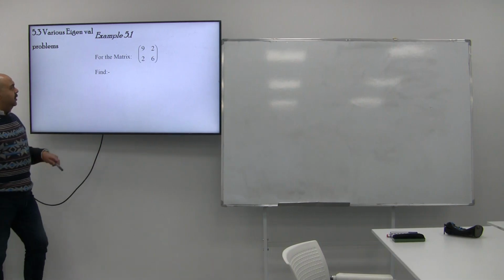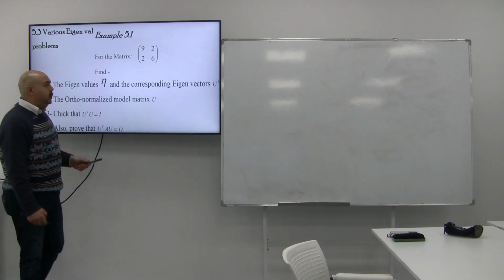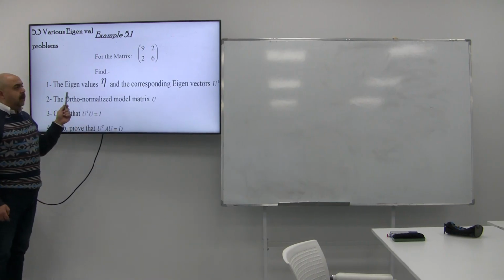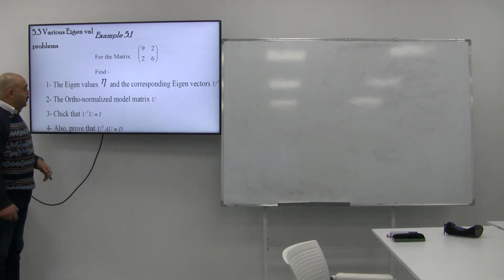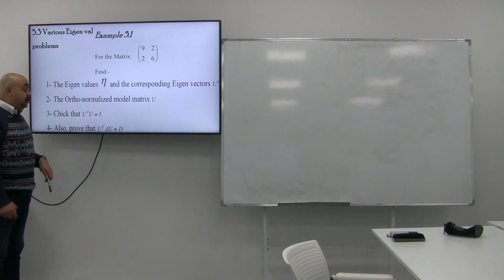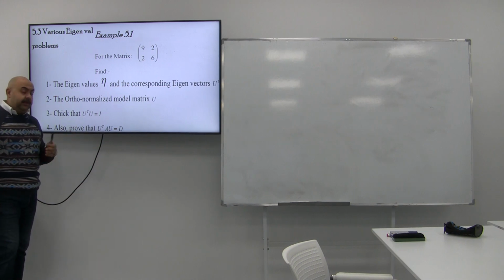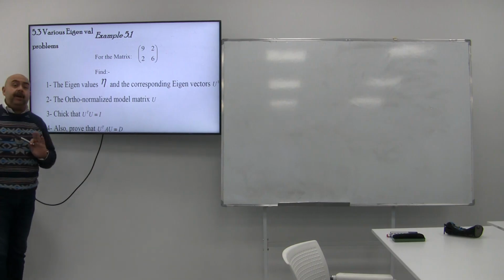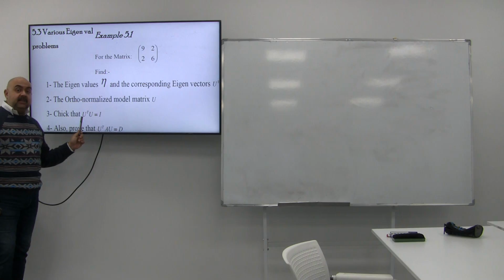So for example, this is matrix A, which is [[9, 2], [2, 6]], and we need to find the eigenvalues, the corresponding eigenvectors, and we will get the orthonormalized model matrix, which has huge advantages. It's an orthogonal matrix, so the columns of this matrix are orthogonal to each other, and this will give you a great advantage that the transpose of this matrix is the inverse, so we will check that also.